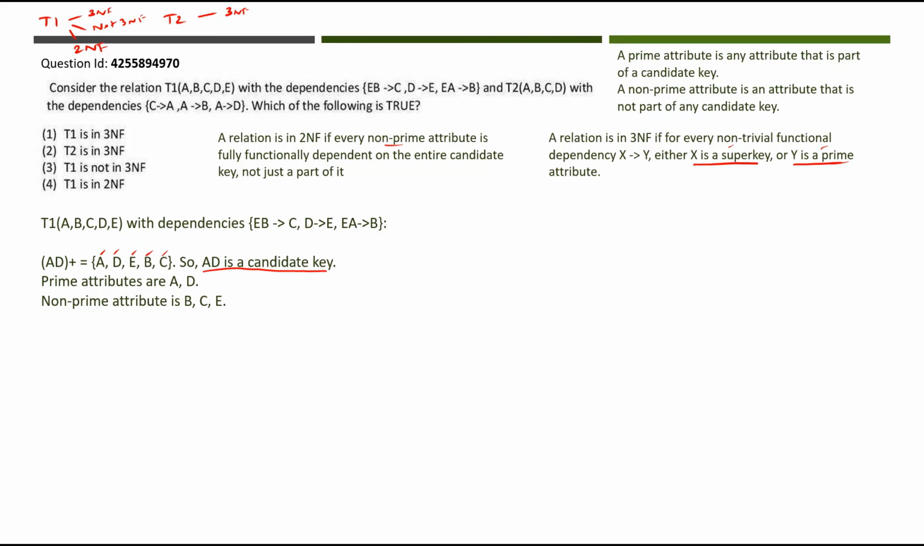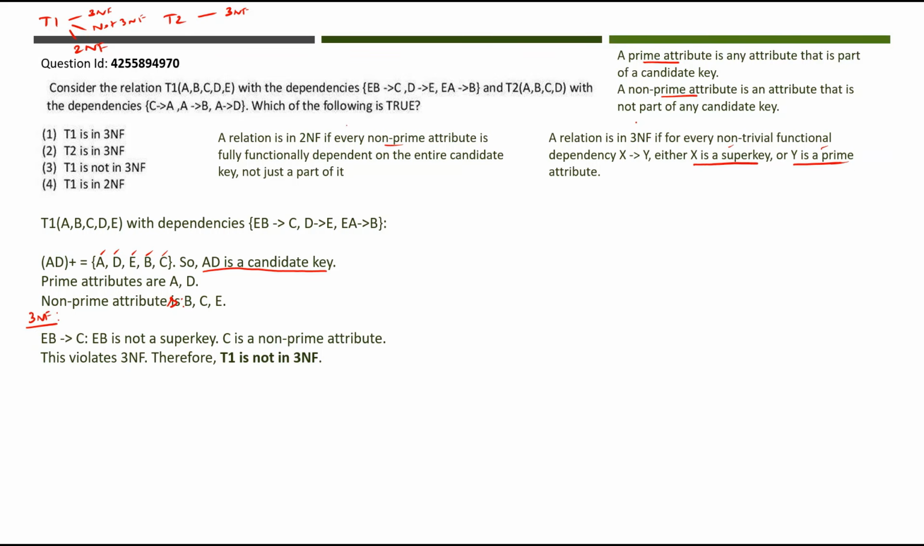Based on this candidate key, now we are finding what are the prime attributes and non-prime attributes. So what are the prime attributes here? Any attribute that is a part of candidate key. So A is a prime attribute and D is a prime attribute. Anything other than A and D, that is B, C, E will be non-prime attributes.